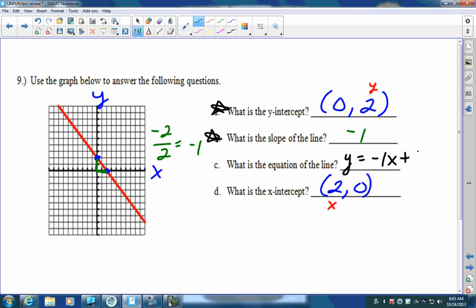But then plus 2. Or you can write it as y equals negative x plus 2. Negative 1x and negative x means the same thing.